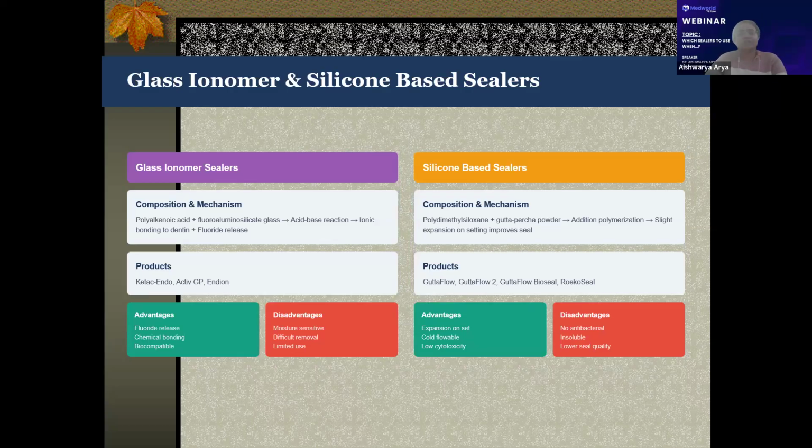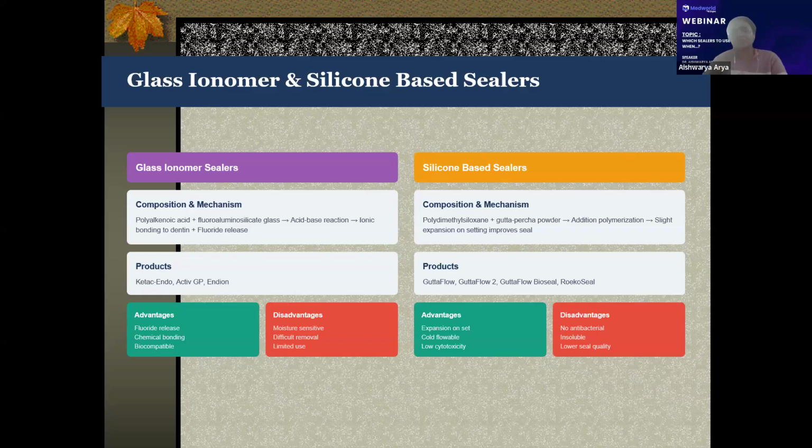Okay, so coming to glass ionomer and silicon-based bioceramics, silicon-based sealers. So we have glass ionomer sealers as well as silicon-based sealers. Whereas the glass ionomer, of course, will have the same fluoroaluminosilicate glass material having acid-base reactions like we already know. In this criteria, we have Active GP and Endion as two of the products.